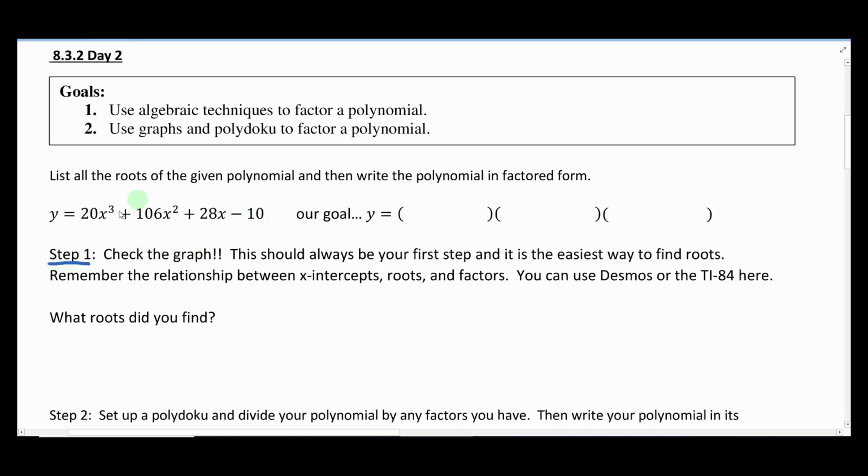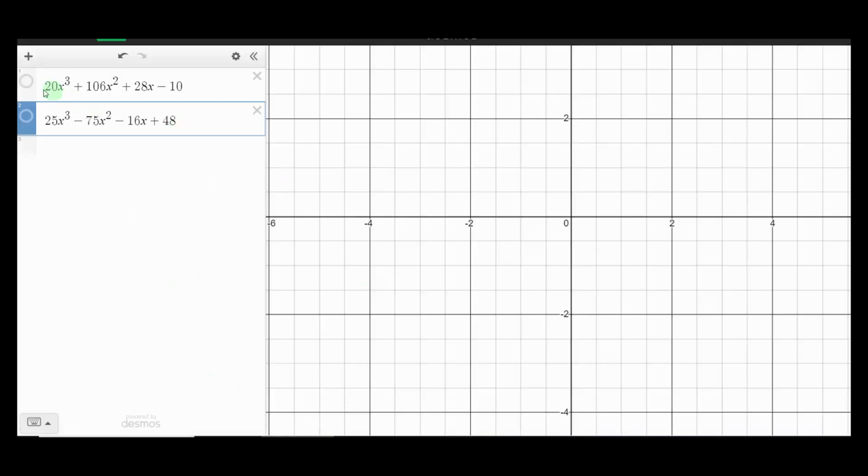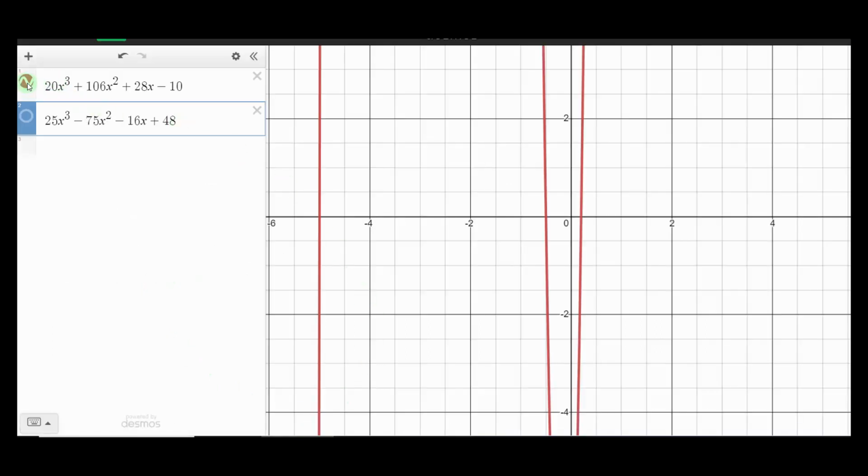So we're going to take our polynomial here. We're going to enter it into Desmos, and we're going to examine the graph and see if we have any x-intercepts. So this is our first polynomial here. We're going to graph this one. You see it pop up on the graph here. We have one root here at -5.